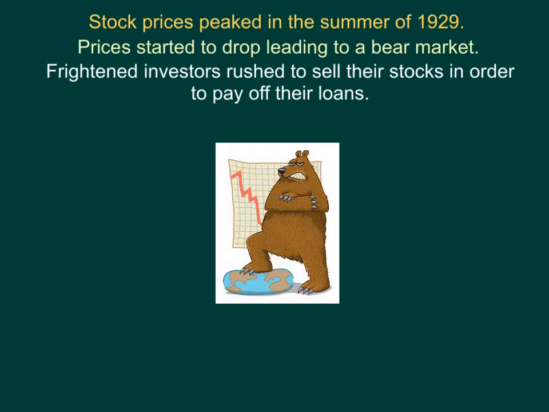The stock market was at its highest peak in the summer of 1929, but then prices started to drop. And ordinarily, that shouldn't be cause for concern. But that started a continual drop, which led to something called a bear market. That's when the price of stocks starts to drop. So people who had invested money to buy a stock started to sell their stocks, and they were selling so they could pay off the loans that they owed because they bought on margin.